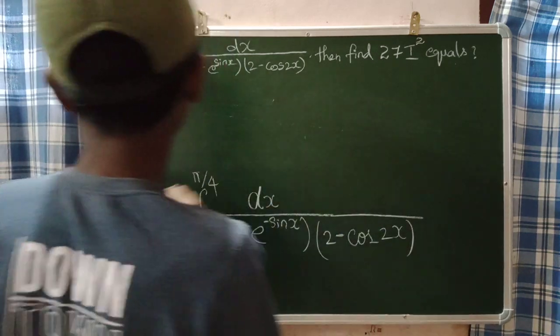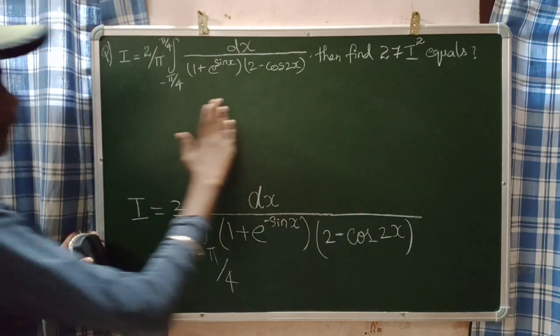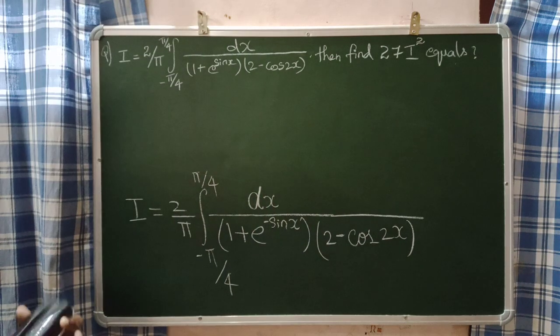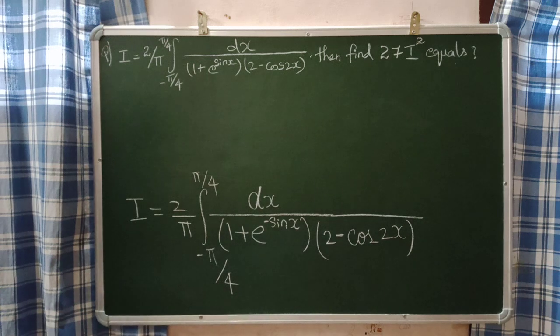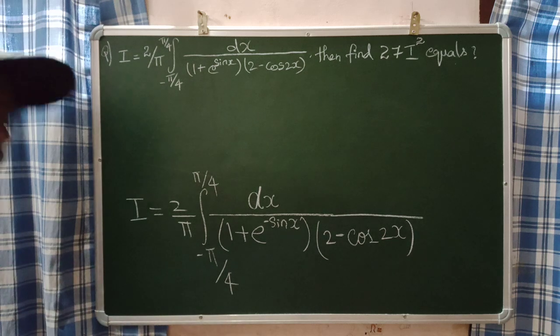Now I rub this. This is the King's rule property, guys. Listen carefully. In the denominator, we have a term like 1 plus e to the power of minus sin x, right? So I am going to solve this term separately.